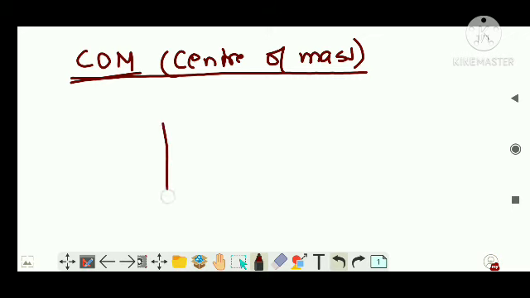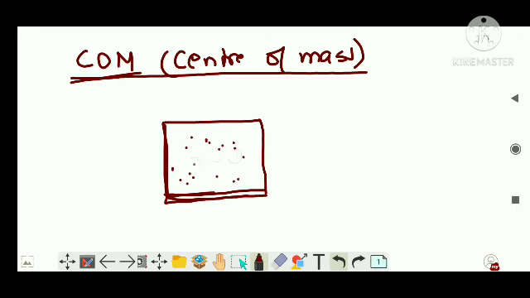Suppose I'm just giving an example. You're having a regular body. Let's say this mass is a regular rectangular body, and it is having throughout a lot of particles like this, right? Each particle is having small masses dm, dm, dm, etc.